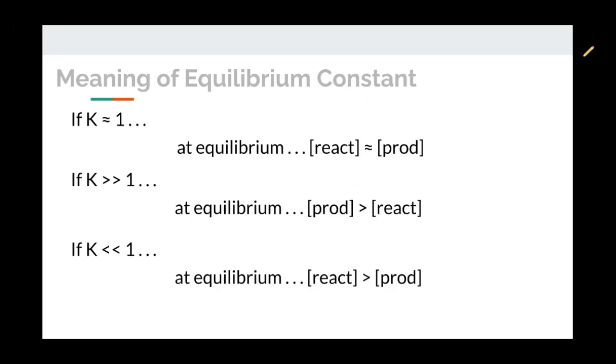Let's talk about generally interpreting the equilibrium constant. If K is about 1, then that means the ratio of products to reactants is about 1. And so that means at equilibrium you're going to have about the same amount of reactant as product in concentration or pressure terms. If K is way bigger than 1, that means you're going to have way more product at equilibrium than you do reactant. And conversely, if K is much smaller than 1, that means when you reach equilibrium you're not going to have very much product. It's still mostly going to be reactant.